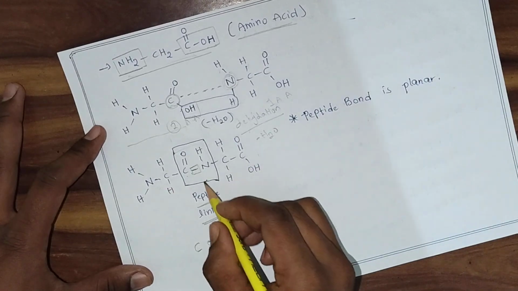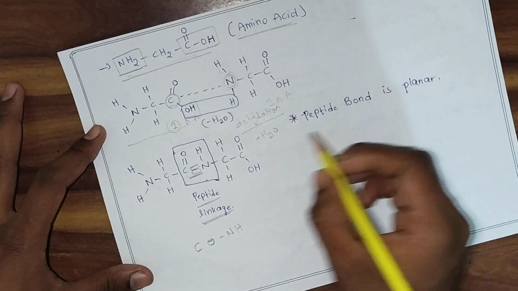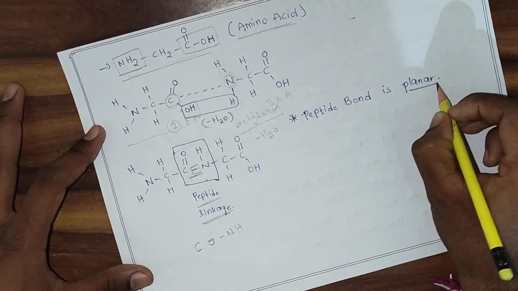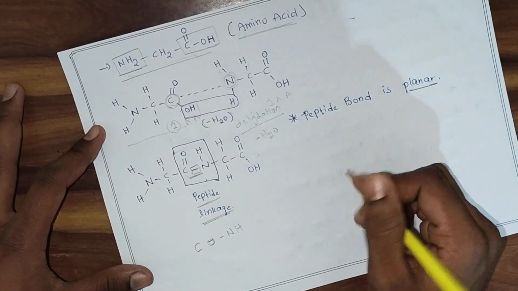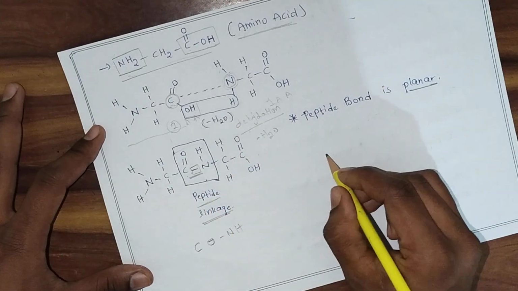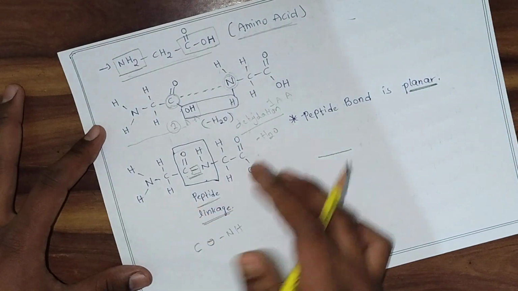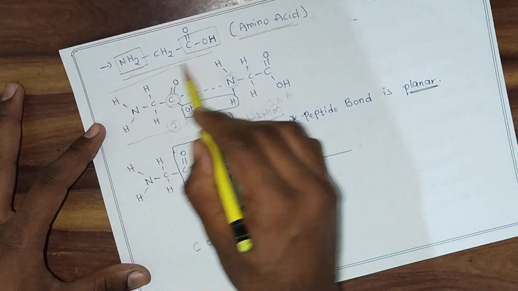These peptide bonds are planar. Planar means the bond lies like a plane, so it is planar. These are the formation of peptide bonds.